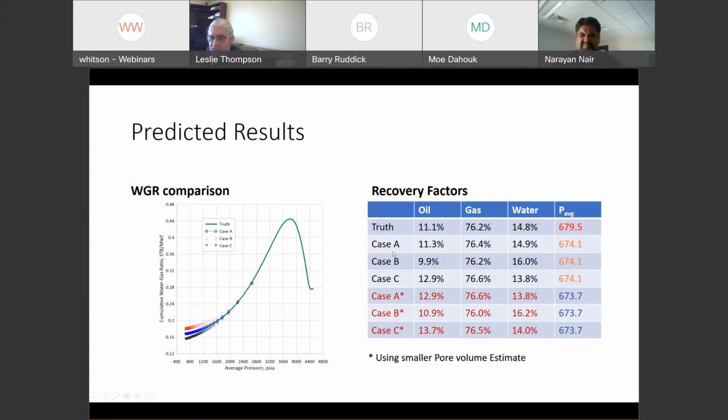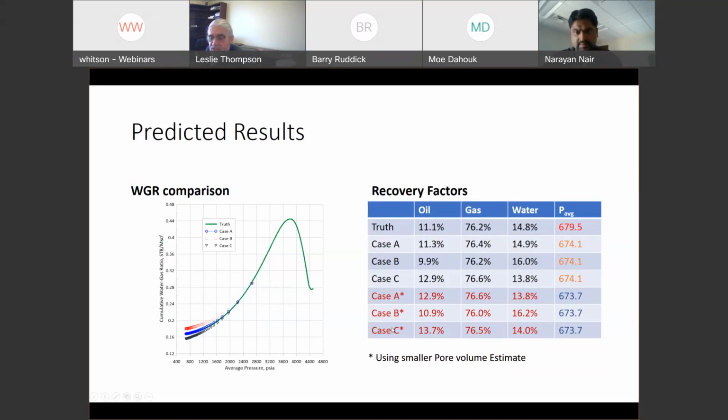So again, all of these first three cases are with the correct pore volume, and so you get some sort of spread in the oil recovery factors. It's not a huge spread, but it's there. The gas is almost correct. It doesn't really matter what you do. The gas is almost correct always. And again, you get some sort of spread in the water.